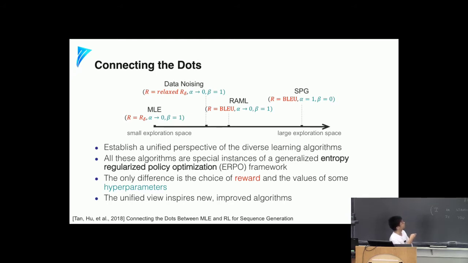And data noising is another method with a relaxed reward function and the same hyperparameter values. Yeah, this is the framework. We connect all these different methods within a unified perspective. And with this unified perspective, we can inspire new and improved algorithms, combining the best of all these different algorithms and overcoming the training difficulties and the exposure bias.